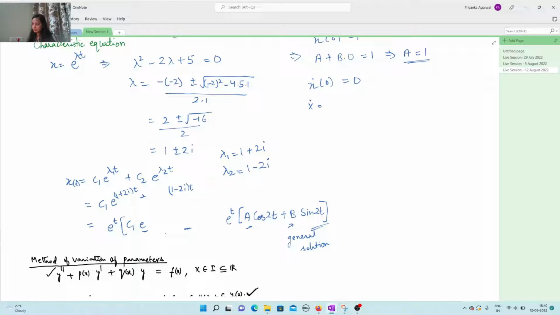Now we have the value of both a and b. This can be substituted in this equation, and the final solution can be written as e to the power t into cos 2t minus 1 by 2 sin 2t. So this is the final solution.